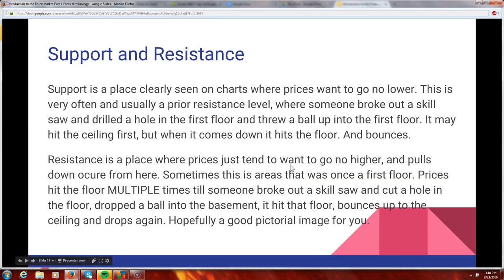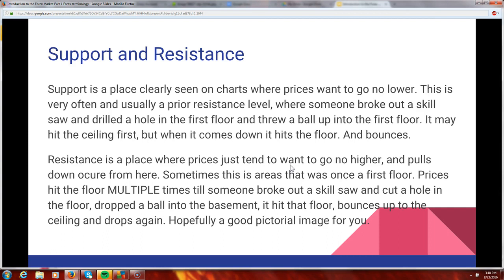Support and resistance is a place clearly seen on charts where prices want to go no lower. We're talking about support right now. Prices come down to support, and they bounce around it, and they just don't want to go through. It's very often and usually a prior resistance level where someone broke out. I just want you to think about it this way: someone took a skill saw and drilled a hole from the basement into the first floor.